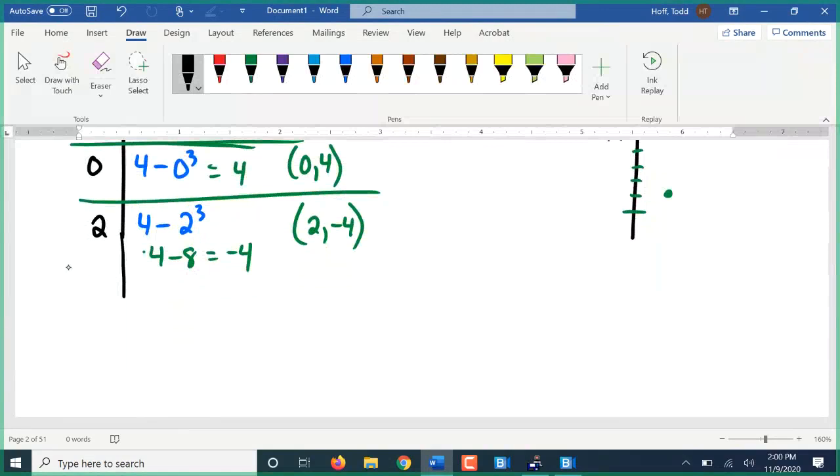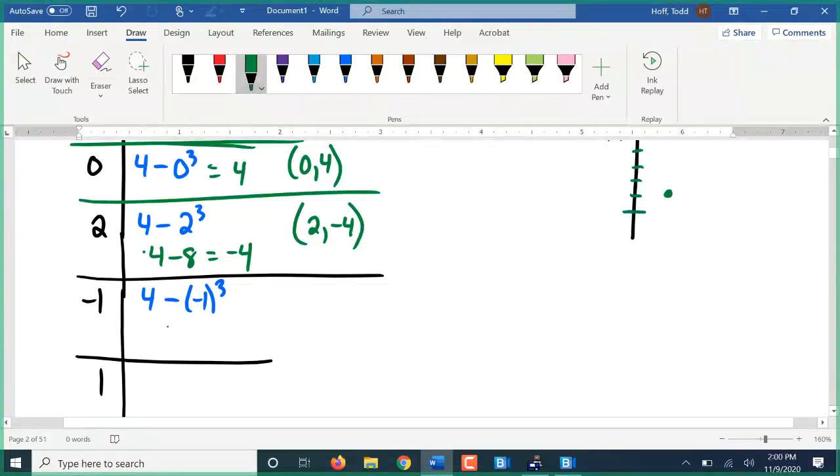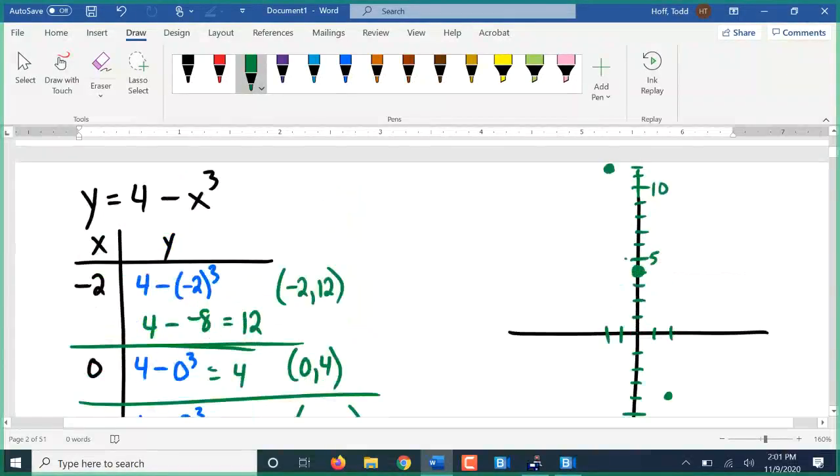Let's throw in some points in between here. Let's use x equals -1 and x equals +1. X equals -1. That would give me 4 minus -1 to the third power. Well, -1 to the third power is -1. So that's 4 minus -1, or a 5. Giving me -1, 5. Right there. Well, it no longer looks like a line. That point throws things off.